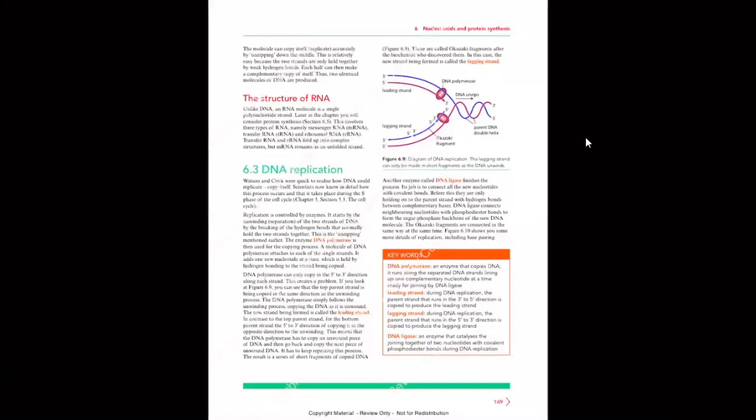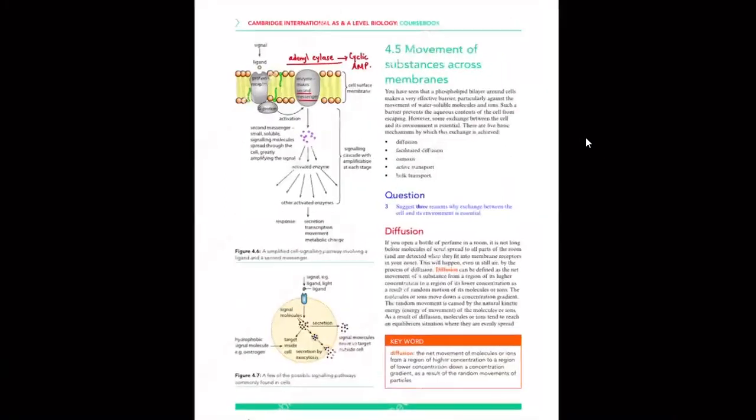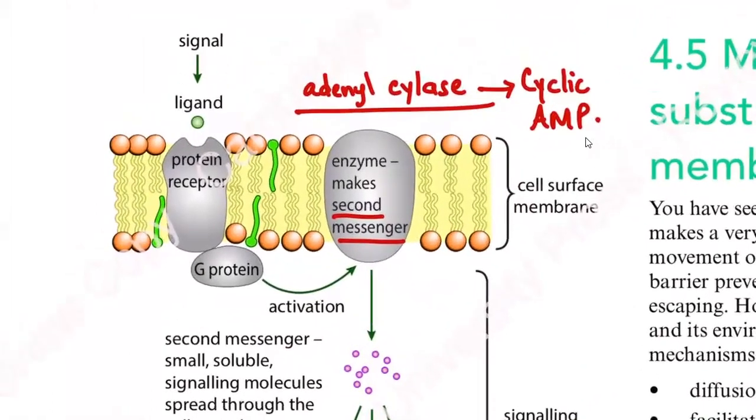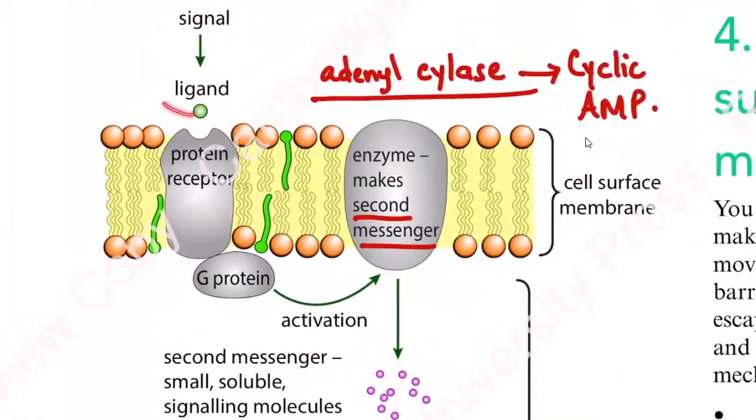Let me show you the cell signaling mechanism. Here it is. I have already explained half of it to you. Look. Signal or ligand. Let's imagine or let's assume that this ligand is glucagon. Glucagon is attaching to its specific protein receptor.